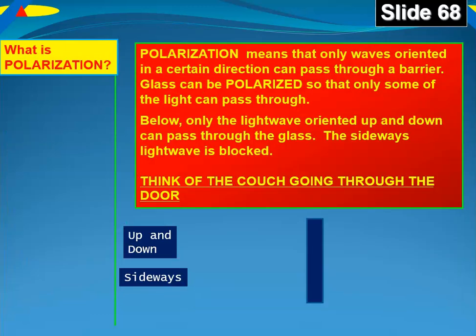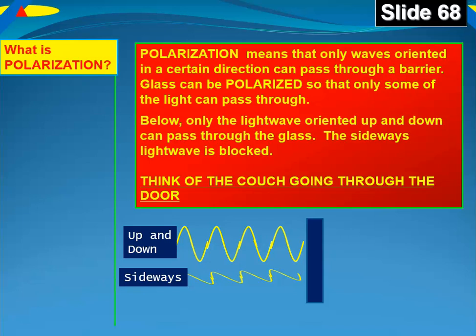What is polarization? Polarization means that only waves oriented in a certain direction can pass through a barrier. Glass can be polarized so that only some of the light can pass through. So if I send a wavelength, remember, light goes kind of like a roller coaster up and down. So if I send an up and down beam of light, or wave of light, and then I send one sideways, so it's simply the same wave of light, but it's turned to the side.